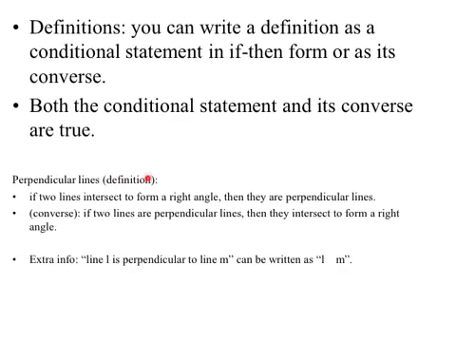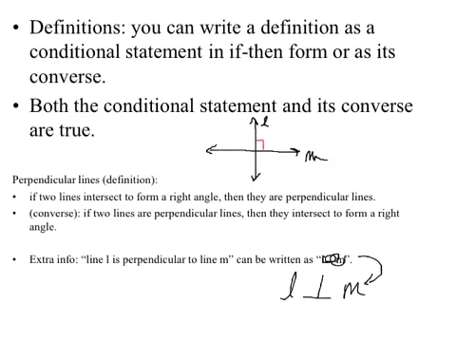Example, perpendicular lines, a definition. If two lines intersect to form a right angle, then they're perpendicular lines. The converse: if two lines are perpendicular lines, then they intersect to form a right angle. Okay? Extra info. Line L is perpendicular to line M. Make these actual lines with arrows. That can be written as L perpendicular to M. That's a little easier to see.